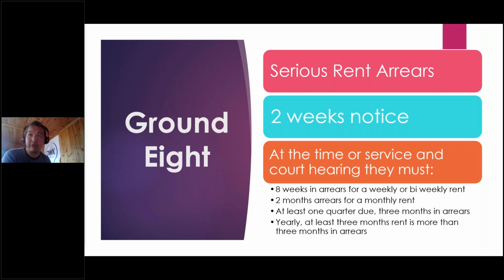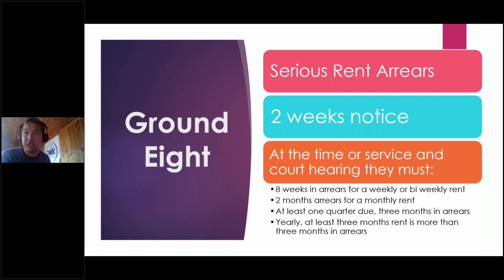So in theory, you could serve a Section 8 notice on the 2nd of June. That's what Ground 8 allows you. If you have a quarterly paid tenancy, then they need to be 3 months in arrears, or they mustn't pay for 3 months.